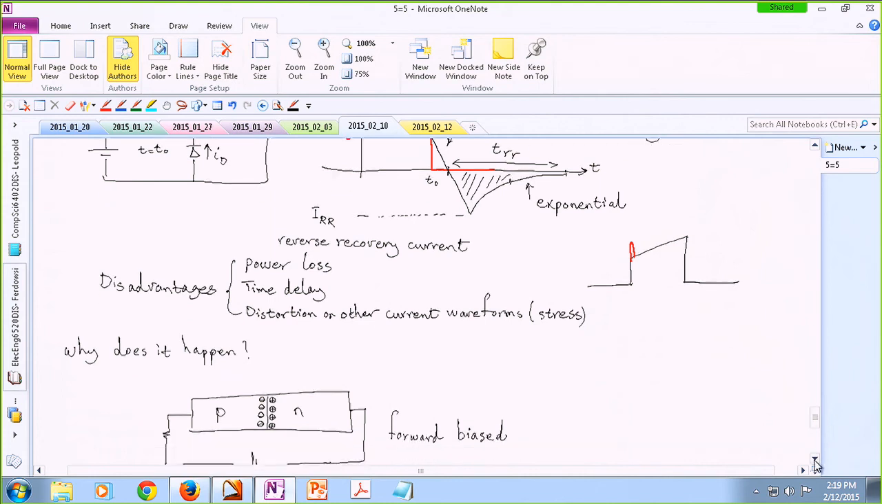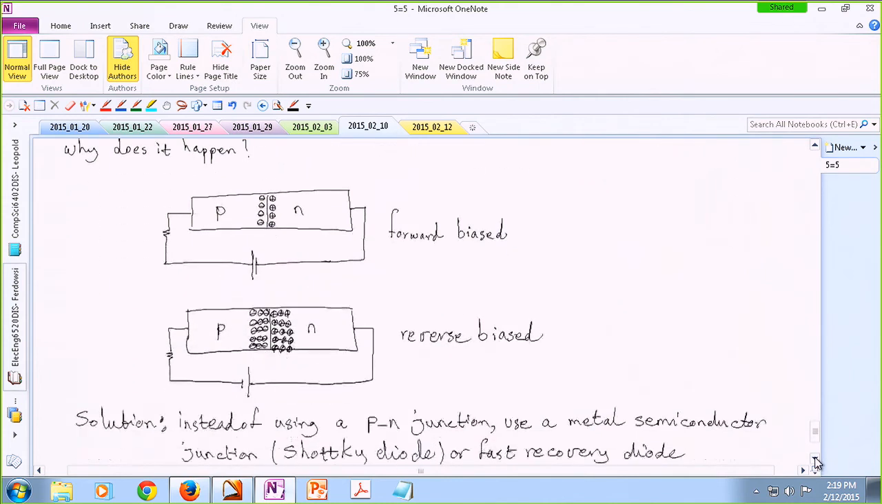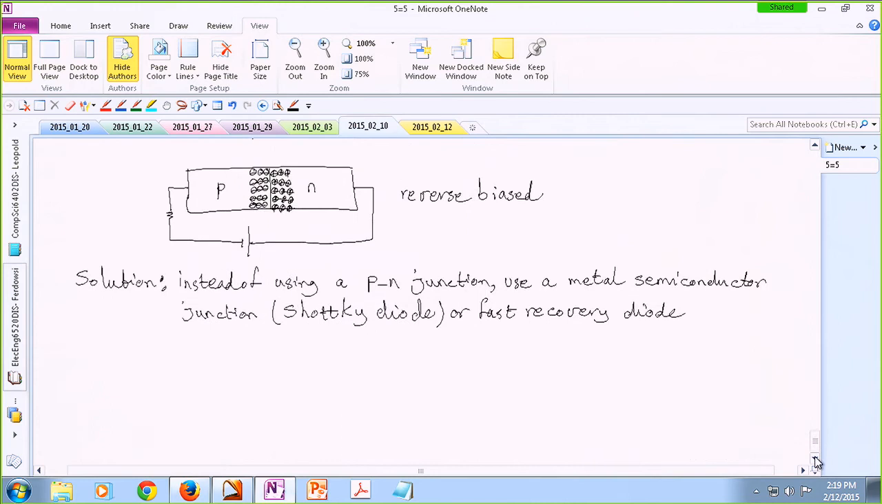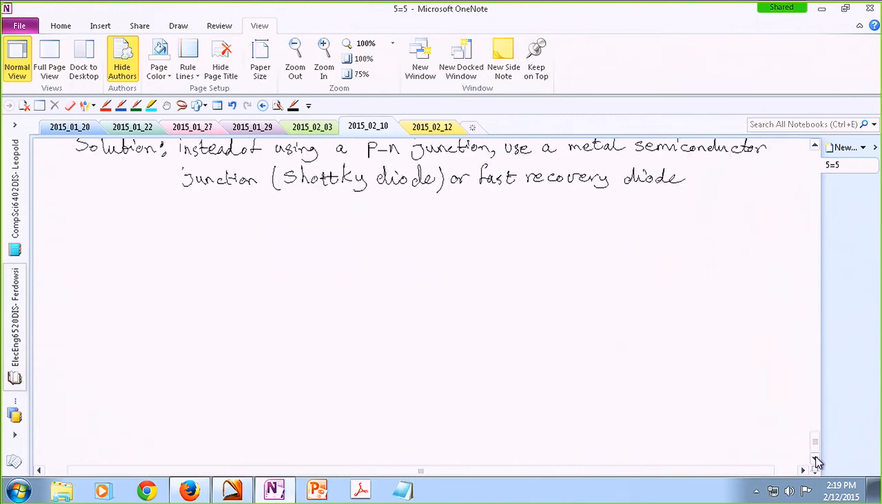All right, so the next component. Remember, diodes were passive. They are considered to be switches, but they are called passive switches. So let's now move on to an active switch, an IGBT.